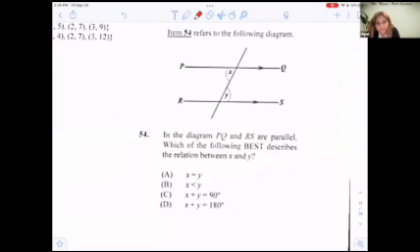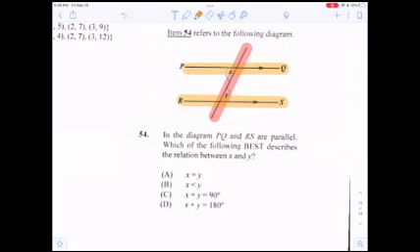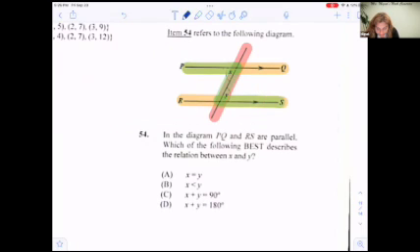No, this is the transversal. When a transversal cuts, alternate angles are formed. Remember that? And watch the Z. This is the Z shape. So Z shape angles are equal. So it means the angle at X is equal to the angle at Y. So the answer is A.